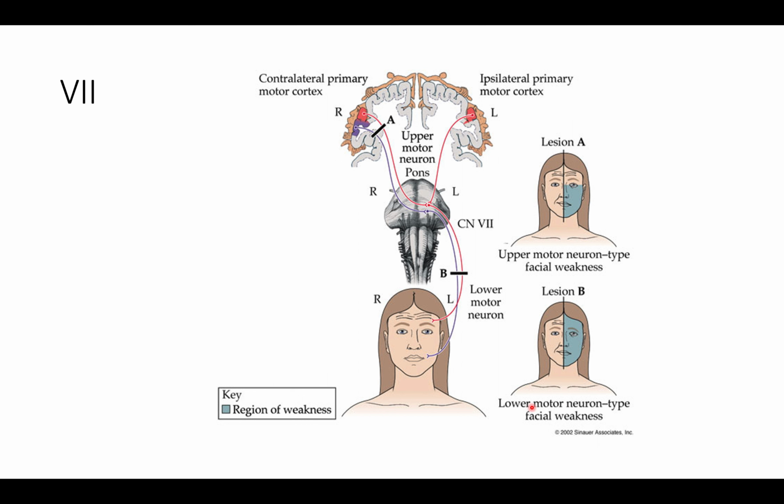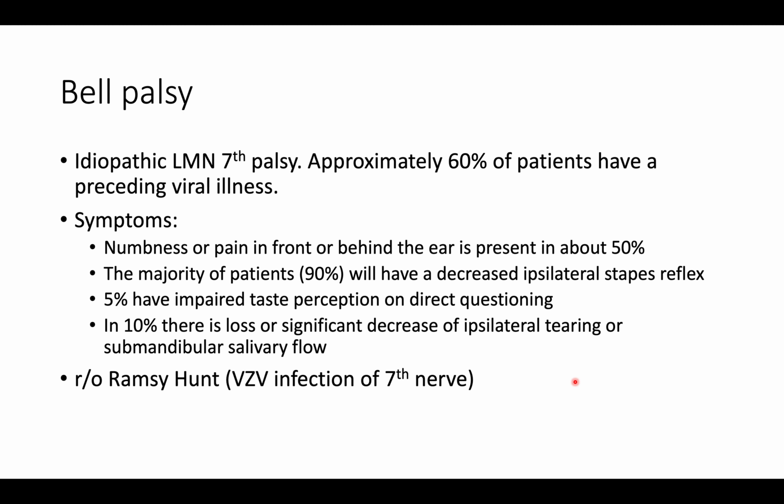However, in the lower motor neuron type, where the problem is in the lower motor, for example here, all the pathways are blocked because it is blocked really far away from the brain. So that's why all the face, the upper and lower, is affected. Okay, so this is a very important thing to know, to differentiate between upper motor neuron facial weakness and lower motor neuron facial weakness. So now we want to talk about Bell's palsy.